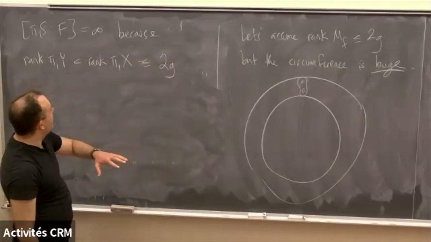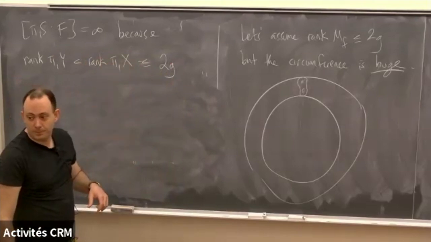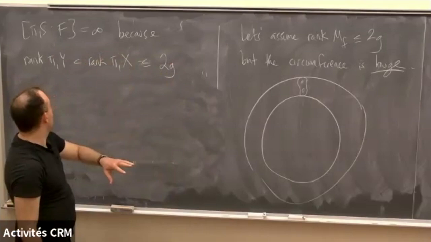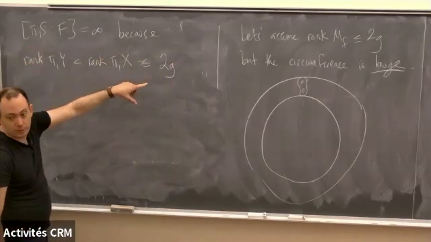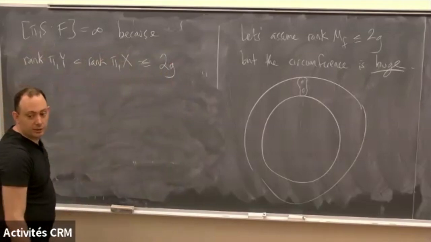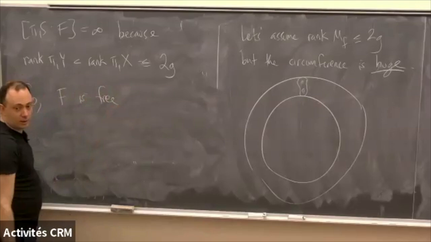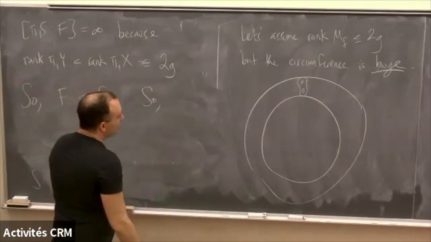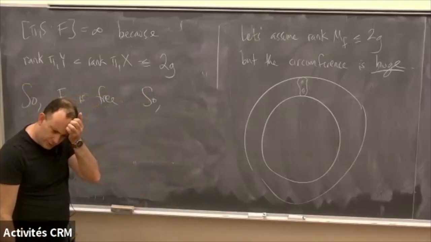Okay, and if you take a finite index subgroup of a surface group, the rank goes up. This has rank less than the rank of the surface group, so that means it's got to be infinite index. And so that means that F is free, because it's an infinite index subgroup of a surface group. And so what you get from that is, well, okay, what three manifolds have free fundamental group?